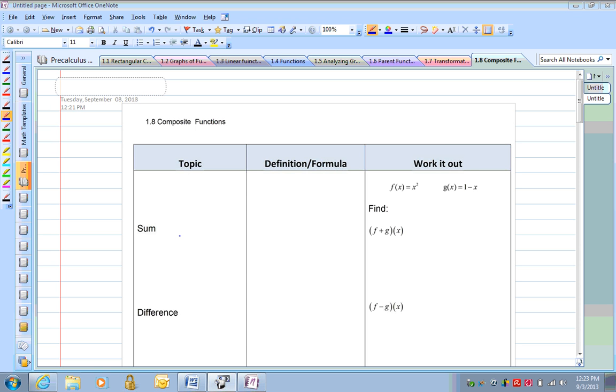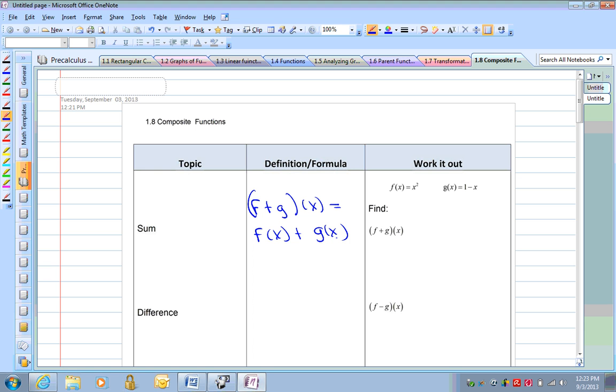All right, for the sum of functions, you're going to look at it like this. It's f plus g, so function f plus function g of x, which could also be thought of as f of x plus g of x. And this is not new. You did this in Algebra 2.